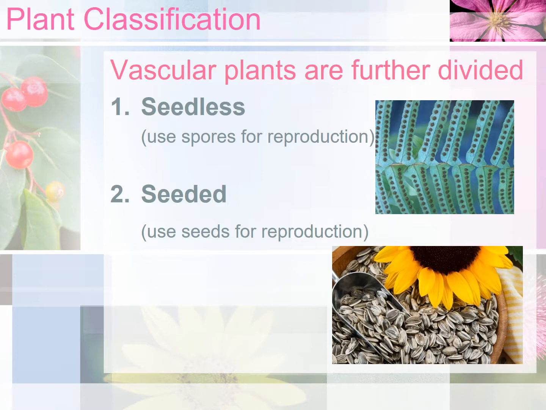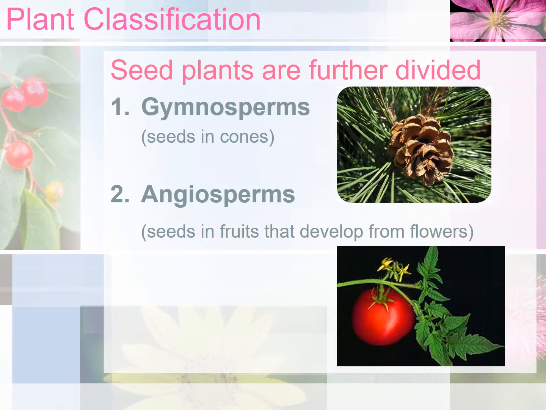Spores are not seeds. If you go back to our reproduction lesson, remember spores are clones, they produce clones. They have the same genetic material. It is not sexual reproduction. It is asexual reproduction. All right.